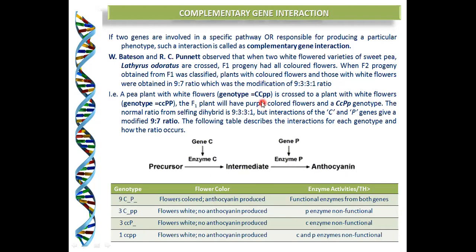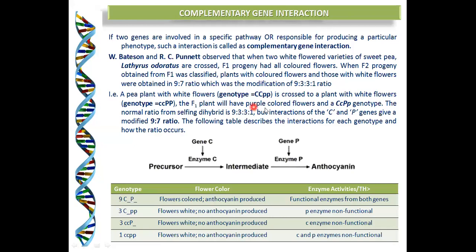But we are getting purple color flowers. When dominant C and dominant P come together, they change the color of the flower. Instead of giving white flowers, they give purple color flowers. So this is the interaction of genes. Dominant C is interacting with P, or P is interacting with C. As a result, we get a new color.